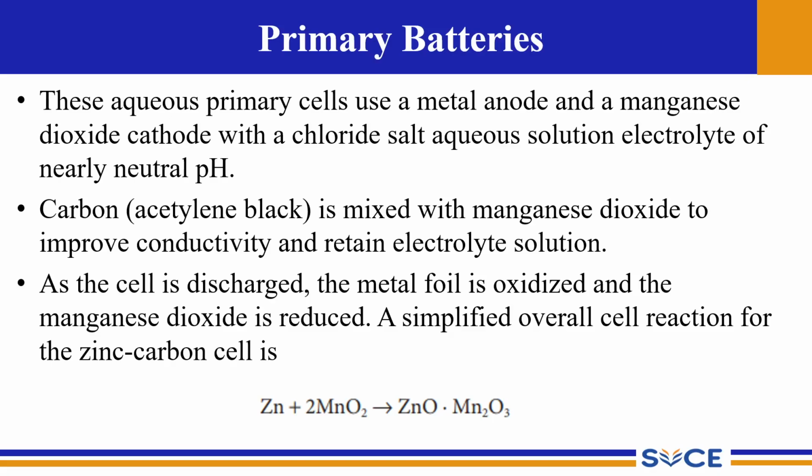As the cell is discharged, the metal foil is oxidized and the manganese dioxide is reduced. The electrons which are released during the oxidation of the metal anode flow through an external circuit to the cathode. This concept we have already seen in our previous units. Those electrons passing through the external circuit participate in the reduction of manganese dioxide. A simplified reaction is given below. Zinc plus 2MnO2 gives ZnO·Mn2O3.